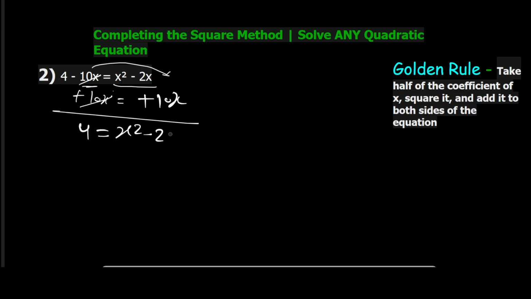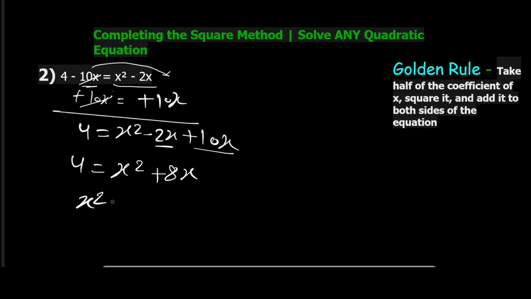If I add 10x, the -10x and positive 10x cancel out, and we have 4 equals x squared minus 2x plus 10x. So we have the like terms, which are 2x and 10x here. I'm going to add these two terms: -2x plus 10x gives us 8x. So we have x squared plus 8x. Now we can easily rewrite it like this: x squared plus 8x equals 4. Now the coefficient of x is 8 here. I'm going to divide it by 2, which is written in our golden rule: take half of the coefficient.